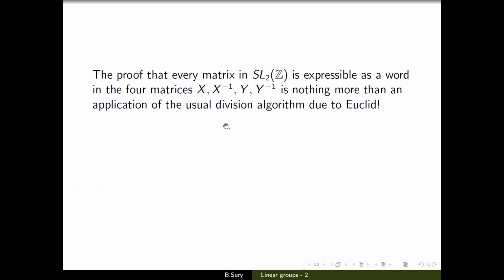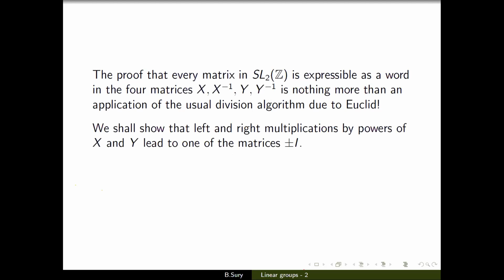Similarly, this is lower triangular 1, 0, 1, 1. And this is 1, 0, minus 1, 1. So, in other words, what we are saying is that everything is expressible as a word in these four symbols. But I am saying there is nothing mysterious about it. This is your familiar thing you know from high school, which is the division algorithm, Euclid's division algorithm. So let's see why very quickly.